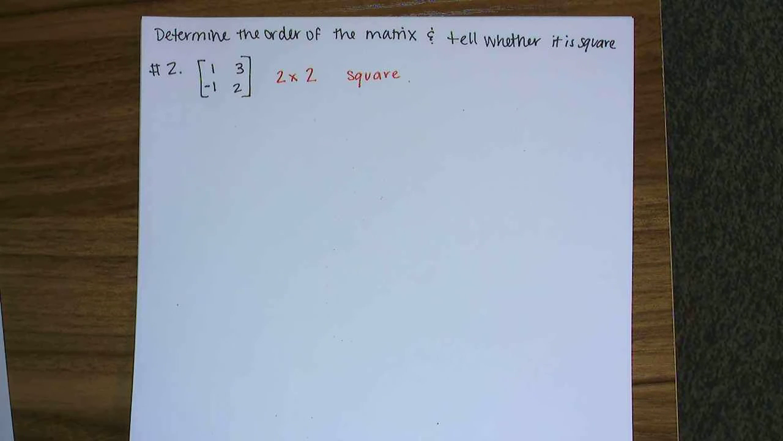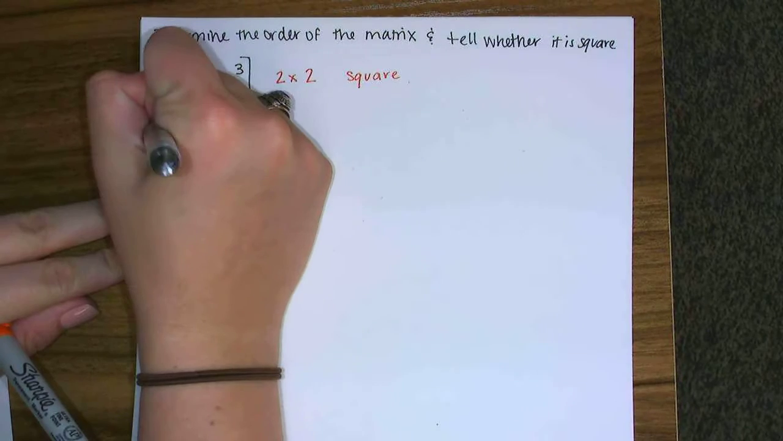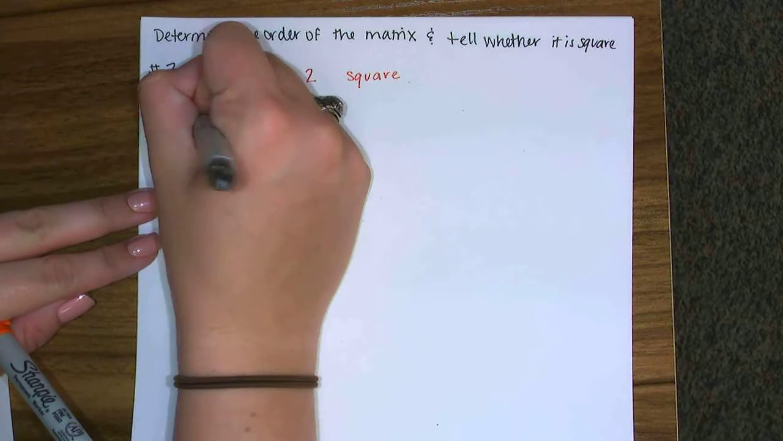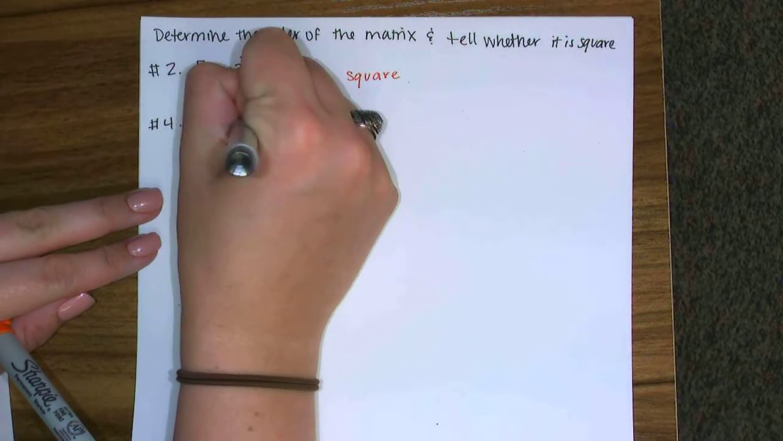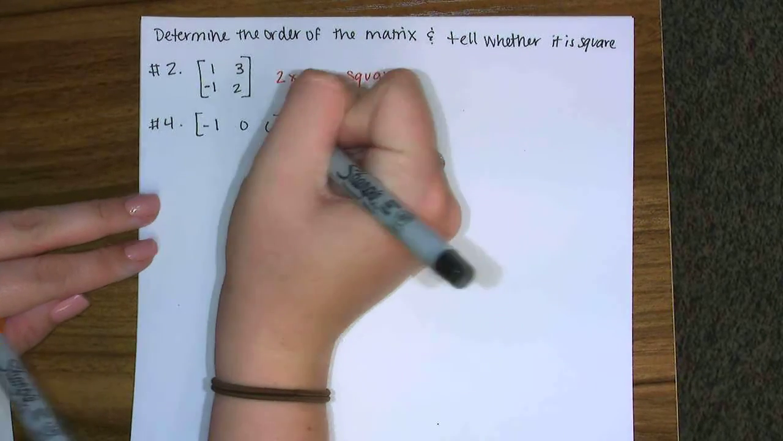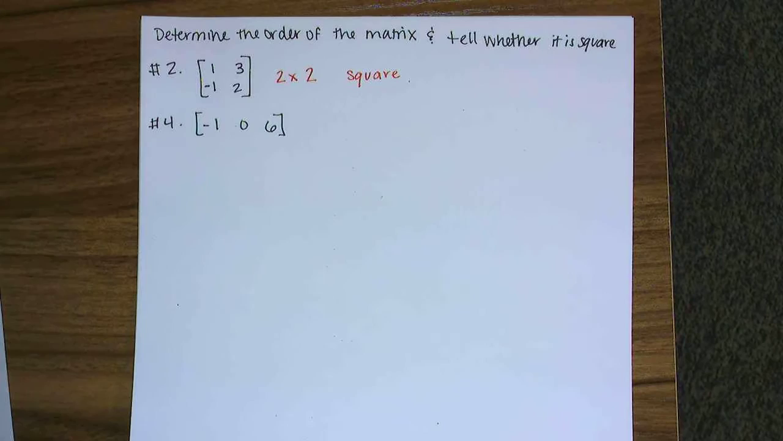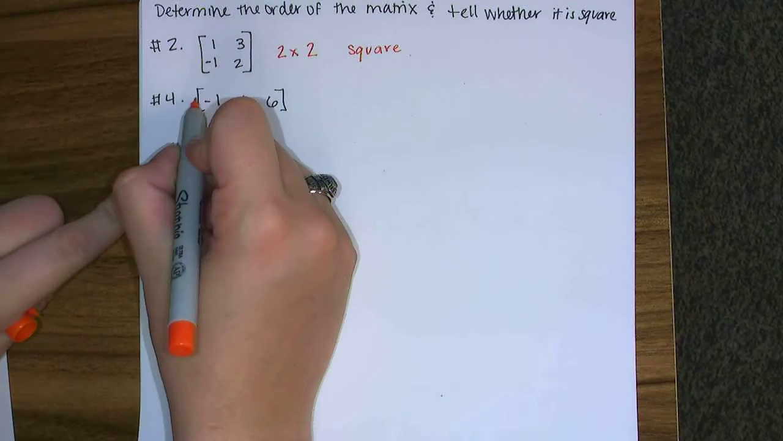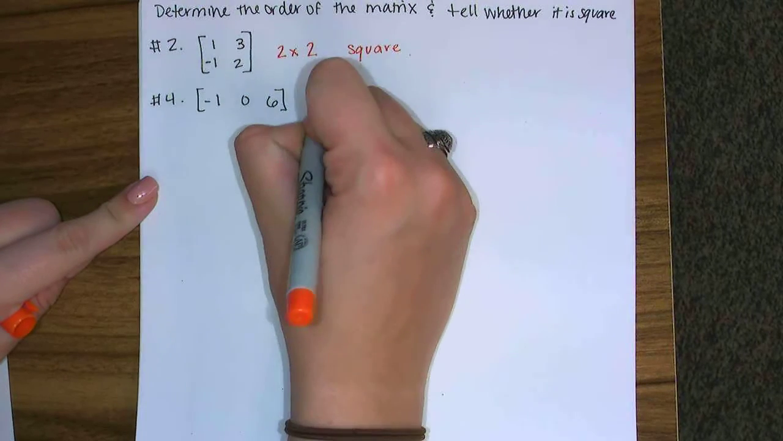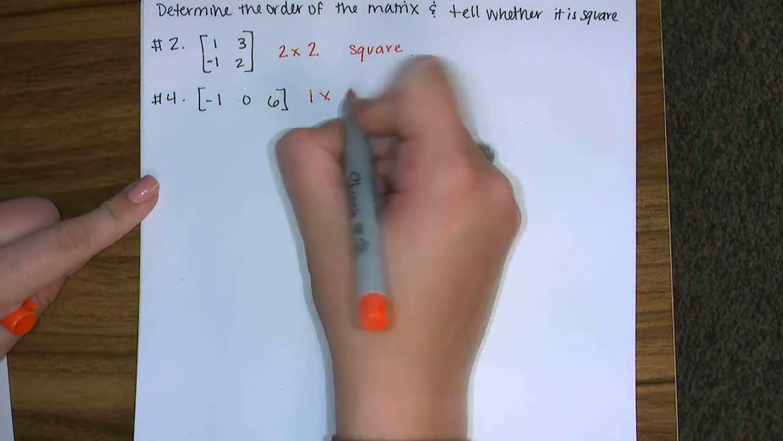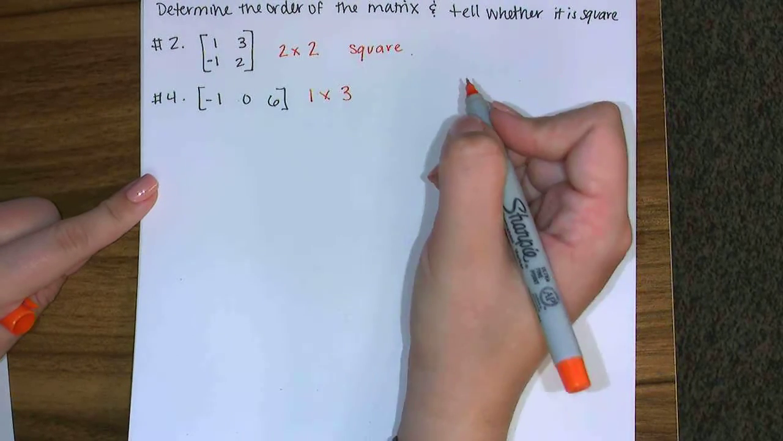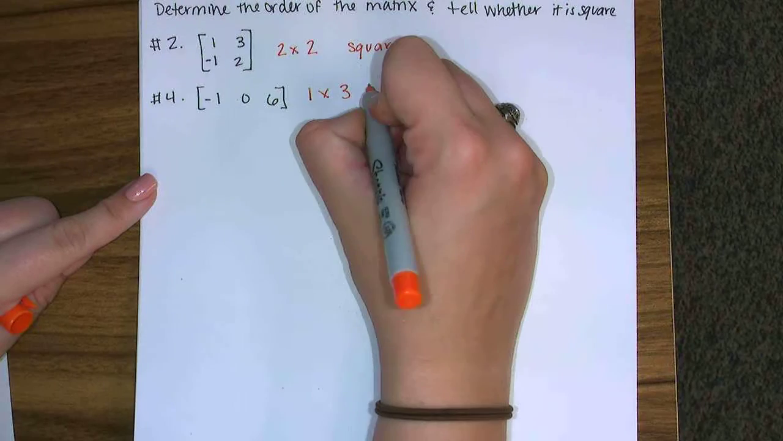All right, let's see, number 4. The same instructions. Negative 1, 0, and 6. So we have just one row by 3 columns. These are not the same, so it is not square.